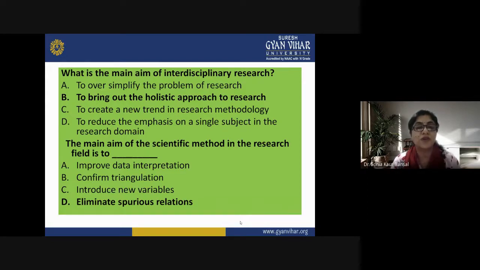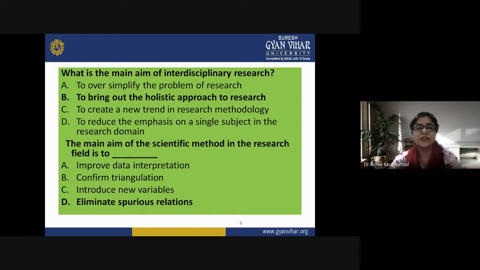Next question is, what is the main aim of interdisciplinary research? And the options are as follows. A, to oversimplify the problem of research. B, to bring out the holistic approach to research. C, to create a new trend in research methodology. D, to reduce the emphasis on a single subject in the research domain. So the correct answer is definitely option B: the main aim of interdisciplinary research is to bring out the holistic approach to research. And it is really beneficial for the researchers.